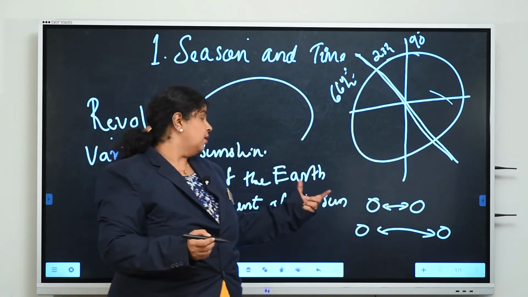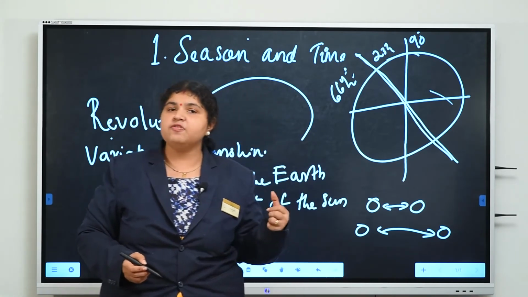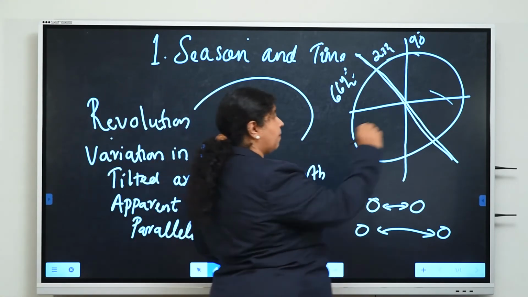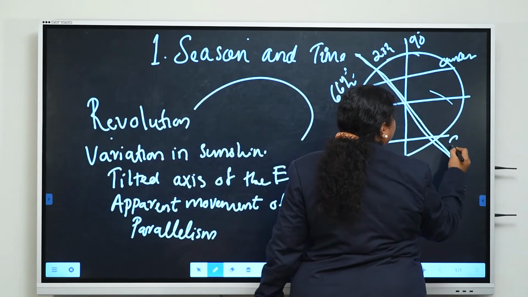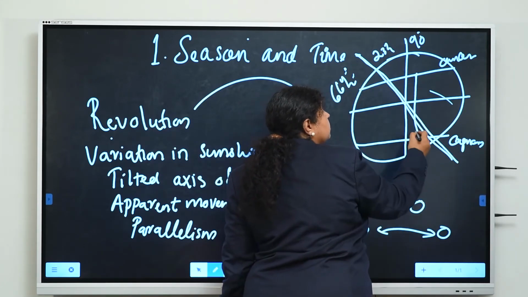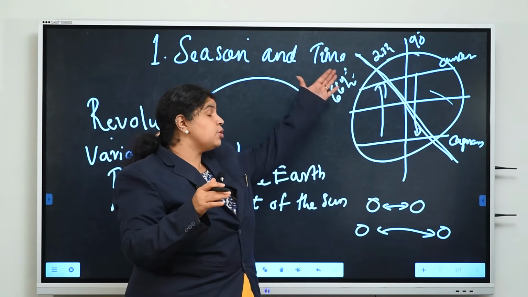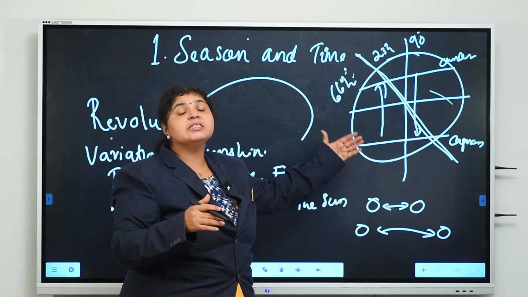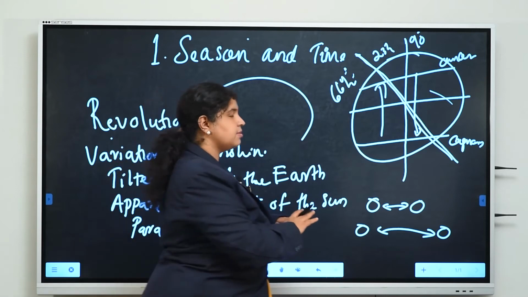The next is apparent movement of sun. Apparent movement of sun is the movement of sun between the Tropic of Cancer and the Tropic of Capricorn. This is the Tropic of Cancer and this is the Tropic of Capricorn. The sun is moving between these two tropics. The movement of sun between these two tropics is called apparent movement of sun. I will explain more.